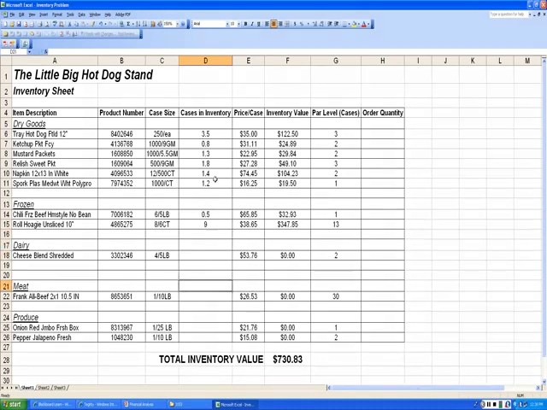Then I go into my cooler, start on the top shelf. On the top shelf I have onions. I have 1.2 cases of onions. I have 0.8 cases of jalapenos. The next shelf down I have my cheese. My cheese, we'll say I have 1.2, and then on the bottom shelf will be my hot dogs, and I will have 21 cases of hot dogs.